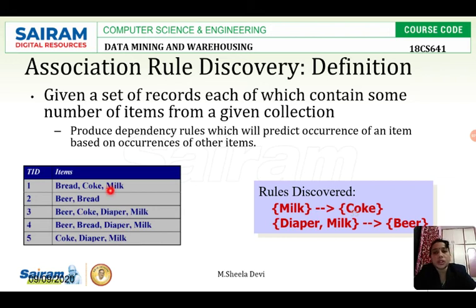And what are the other observations? Coke and milk are together here, again here coke and milk, here only milk, here coke and milk. So out of 5, 3 rows have coke and milk. What is the next rule that we can predict with this? It is that whoever buys milk is getting coke also.